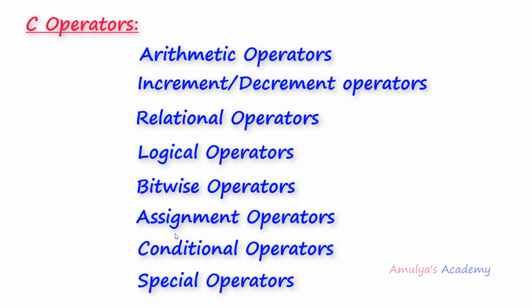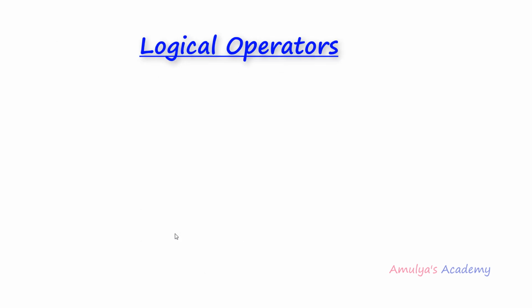We were discussing operators in C, and in the previous tutorial we discussed relational operators. Today in this tutorial we'll discuss logical operators. Logical operators are used to combine two or more conditions or expressions. The logical operator allows a program to make decisions based on multiple conditions. If you are not understanding what logical operators are and why they are important, when you see the example you will understand this, don't worry.